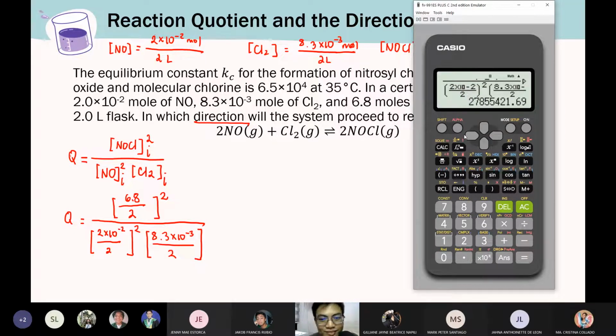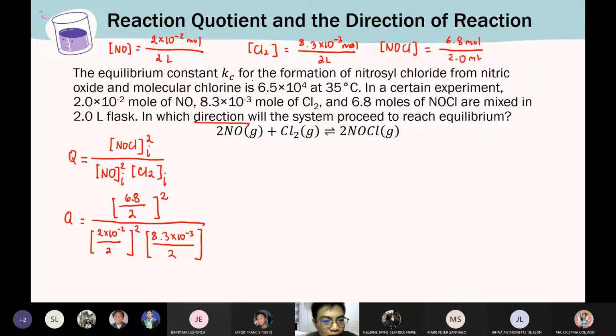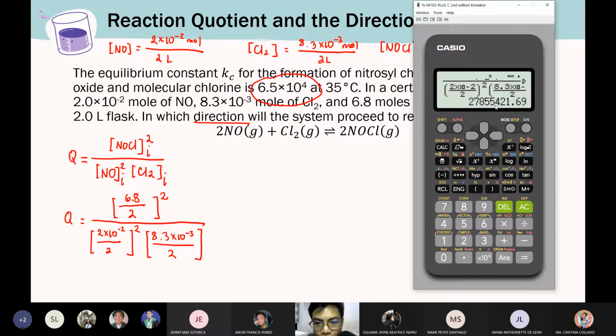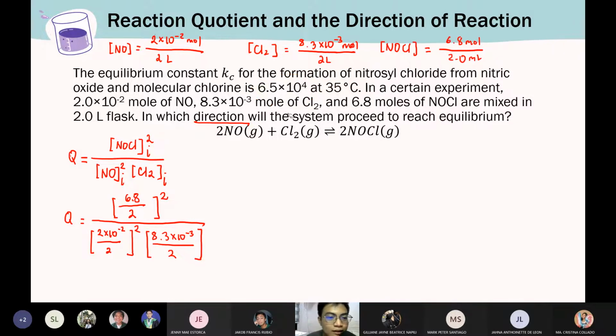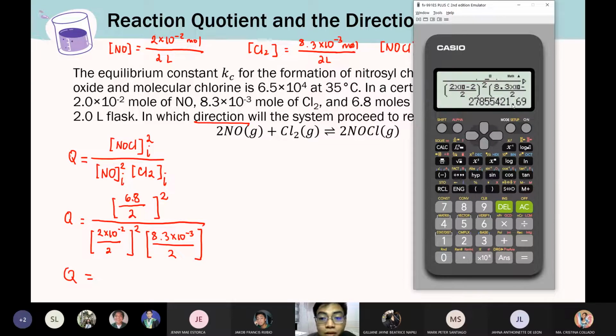Tsaka tignan nyo yung KC natin. Look at our KC. It's 6.5 times 10 raised to 4. Okay, so 65,000 yan. So, ito, ilan to? 27 million. Okay? So, bali, our Q, let's round it off. So, 1, 2, 3, 4, 5, 6, 7.